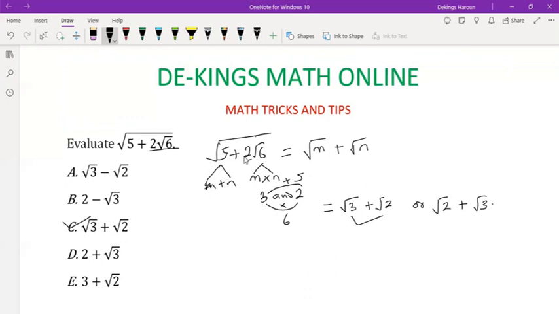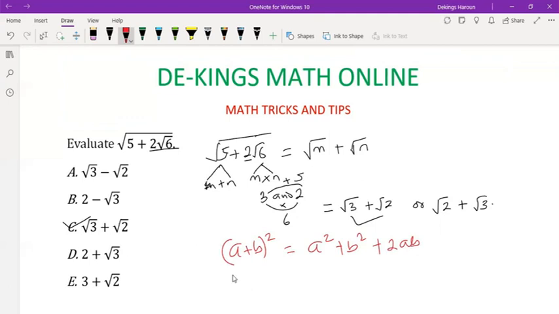Now we should know that for us to arrive at this 2 that is here, one thing that should always come to your mind is the fact that whenever you have something like this, a plus b all squared, you're going to have a squared plus b squared plus 2ab. I believe we remember this.